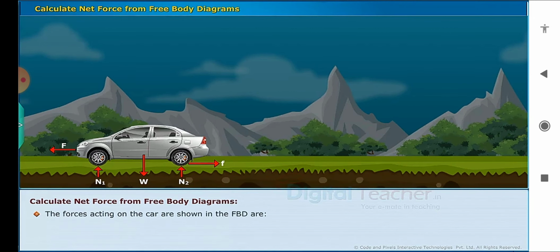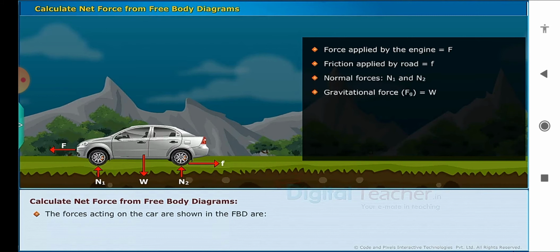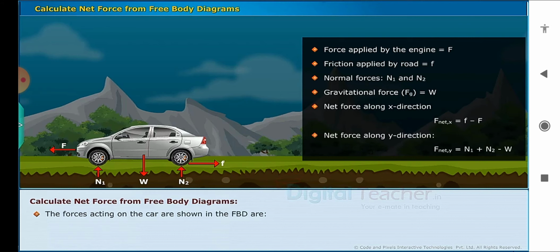The forces acting on the car shown in the FBD are: force applied by the engine is equal to capital F. Friction applied by road is equal to small f. Normal forces are N1 and N2. Gravitational force Fg is equal to W. Net force along x direction is equal to small f minus capital F. Net force along y direction is equal to N1 plus N2 minus W.